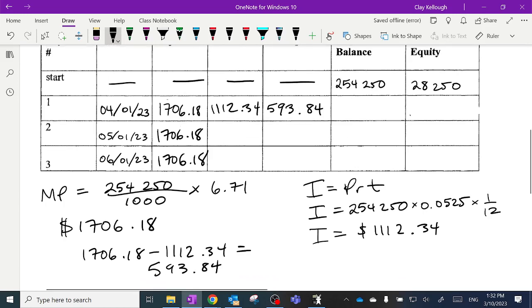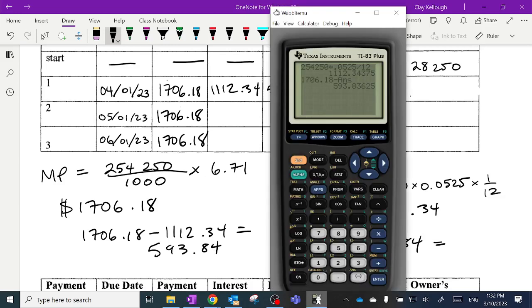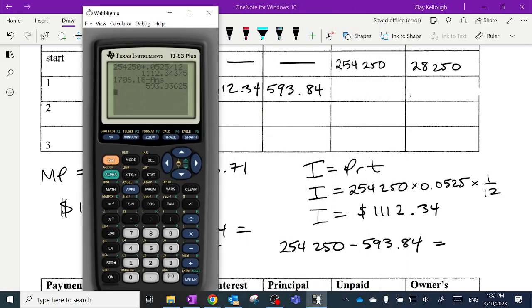So my new unpaid balance is 254,250 minus 593.84, which will equal, I don't know. I got to figure that out. Oh, calculator.